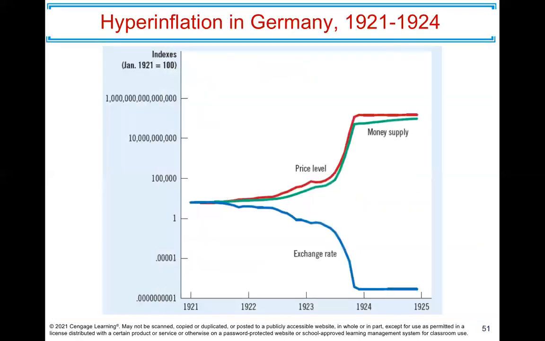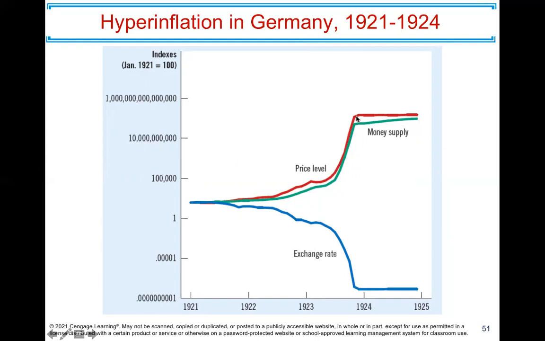So here is an example of Germany in 1921 to 24. You can see that when the money supply, look at the green line, increased a lot, the price level immediately tracked it. That's because if we increase the money supply, that means there's a lot of German currency floating around, which means prices are going up, because that currency is no longer valuable. It's less and less valuable as we print more of it.